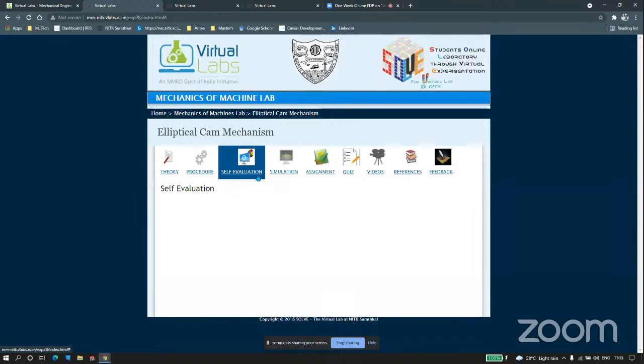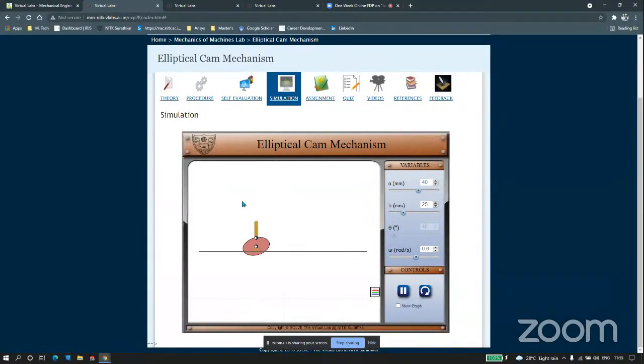So in self-evaluation, you will get the quiz related to the experiment, and then in the simulation part, this is the animation window. It will be having a cam followed by the follower. Here you can vary the length. This one is a major axis, and this one is a minor axis of the cam. And here you can vary the angle also. So you can see at what angle.